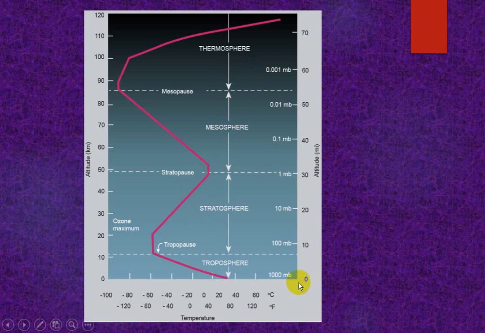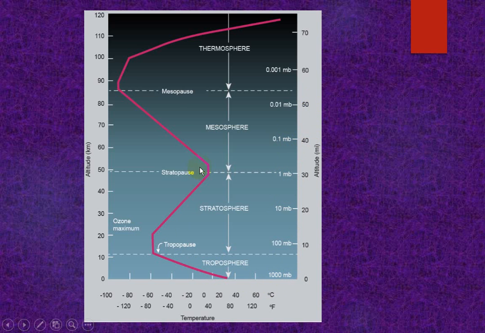Okay, the pressure at the bottom, at the troposphere, is highest, 100,000 millibar to 1000 millibar. In the stratosphere pressure is 100 millibar to 1 millibar. Pressure decreases toward the top. So pressure is the highest at the Earth's surface, 100,000 millibar.